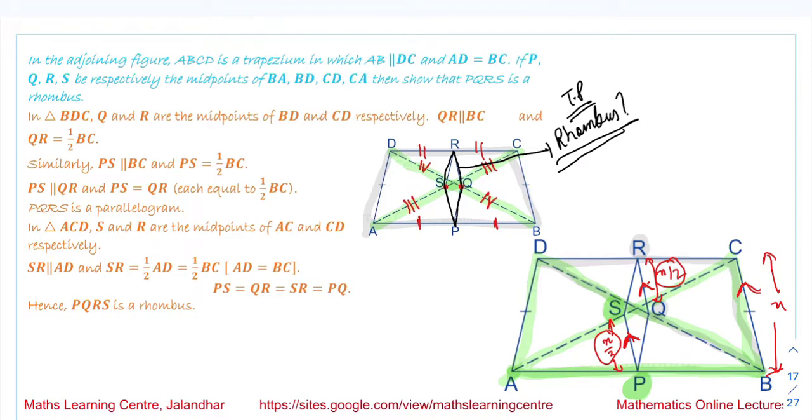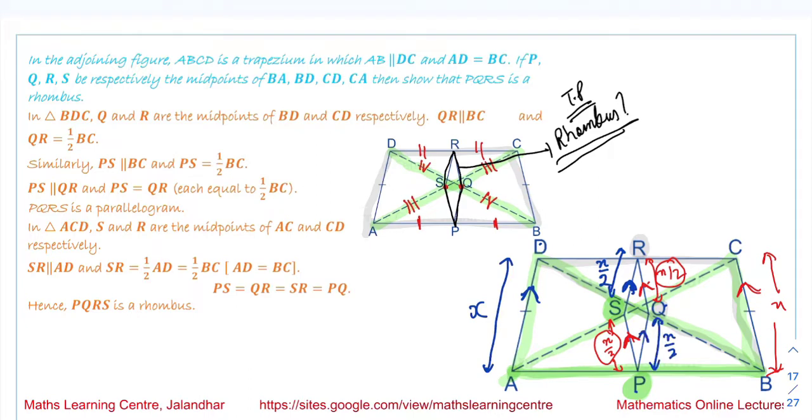So to prove this, we are given in the question that the sides AD and BC of the parallelogram are equal. So this AD length is x. As we have proved in the case of SP and QR, similarly we can prove that this line SR is parallel to AD and its length is x by 2, and this PQ is parallel to AD and its length is x by 2.